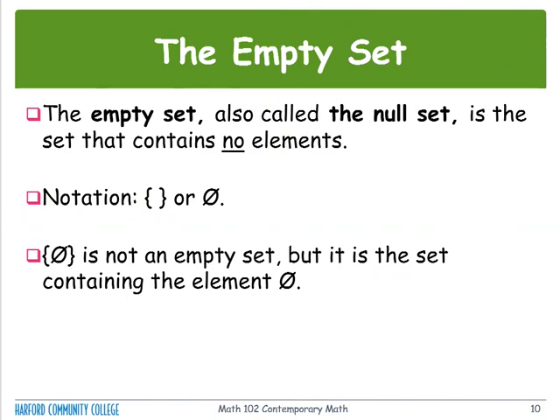The empty set, or sometimes we call the null set, is the set that contains no element or no member. It does make sense, right? Empty set, if you think about set as a group, empty group, that means no member in there. And the notation to represent the empty set will be the set notation with nothing in there, but you just write them next to each other, or the null symbol.